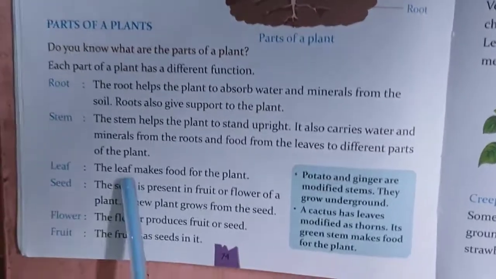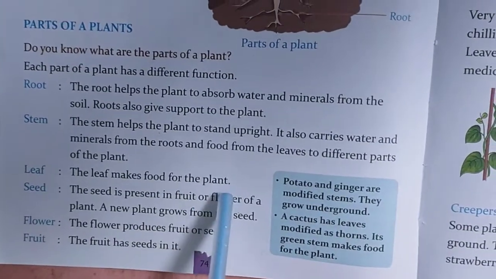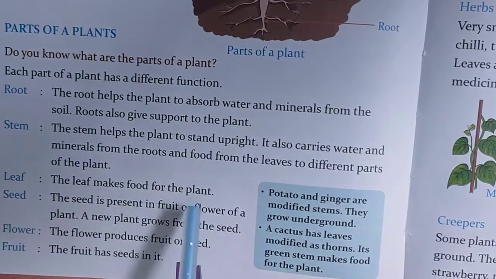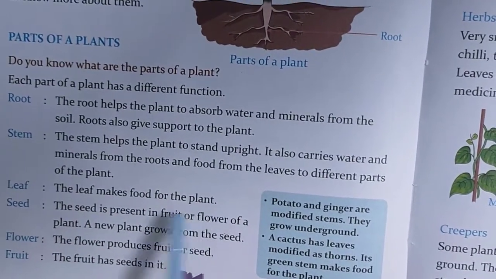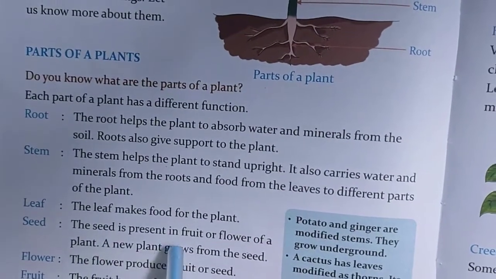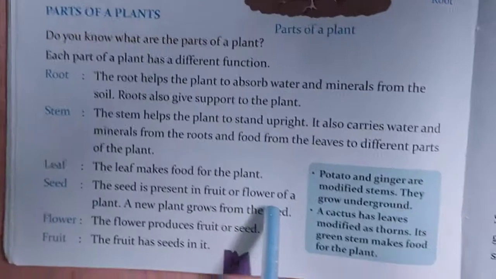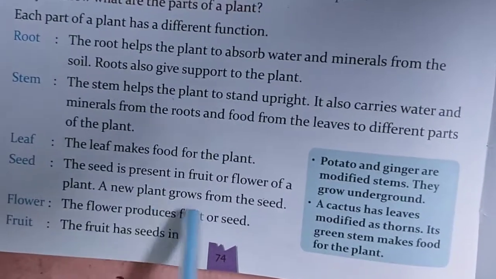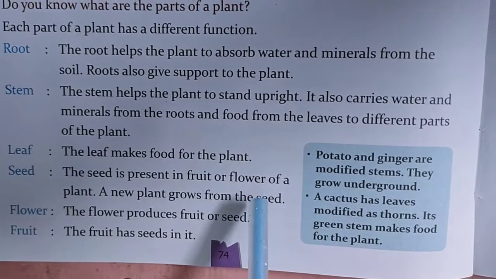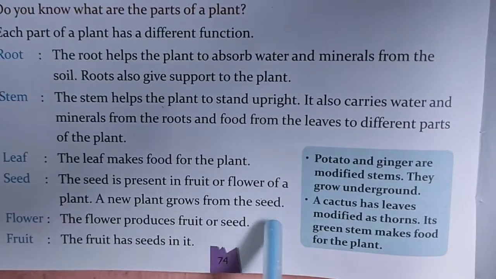Leaf. Leaf makes food for the plant. Leaf is the kitchen of the plant. It makes food with the help of sunlight and chlorophyll. Seed. The seed is present in the fruit or flower of a plant. A new plant grows from the seed. Inside the fruit there is a seed, and from the seed a new plant grows.